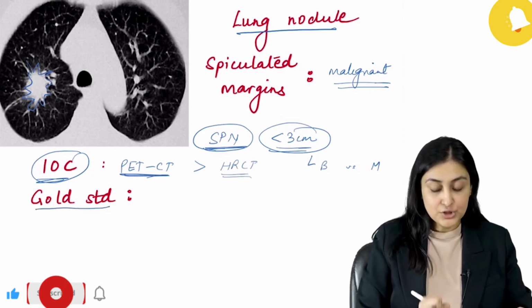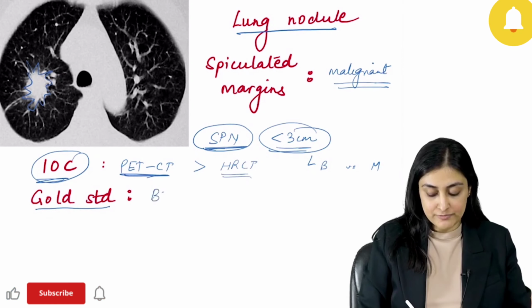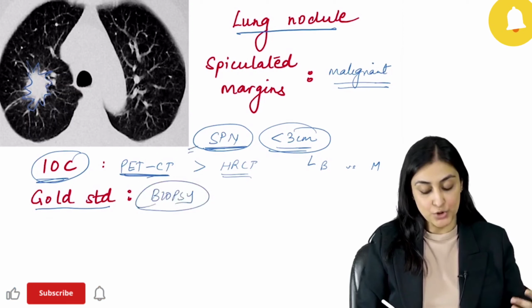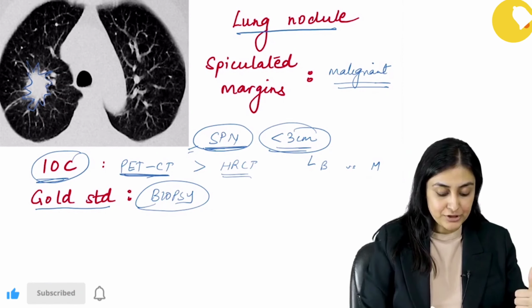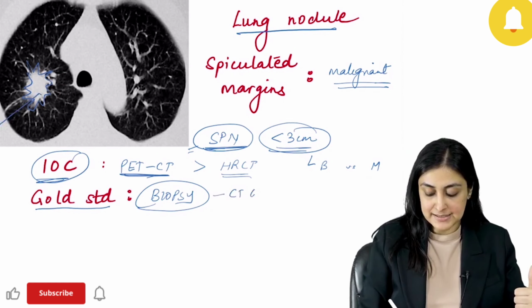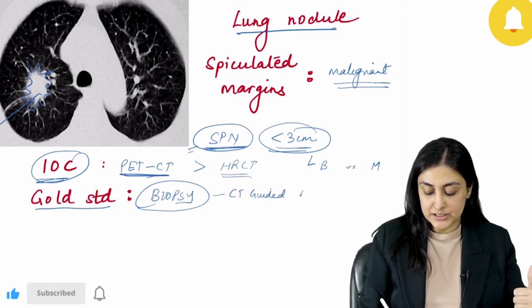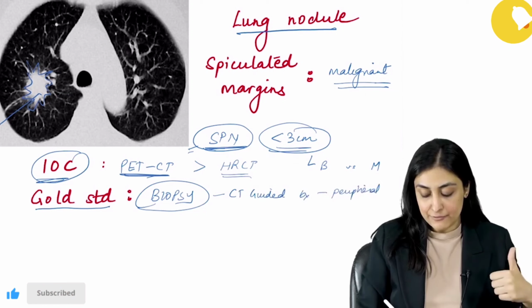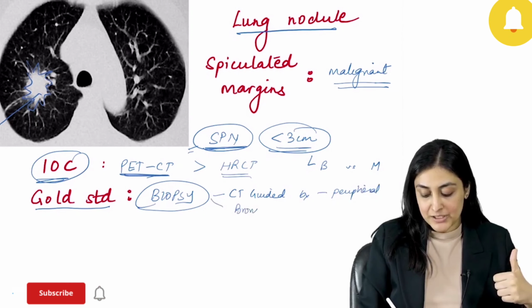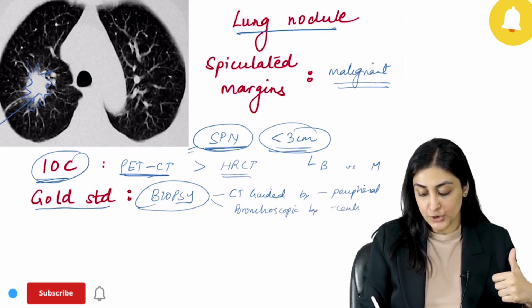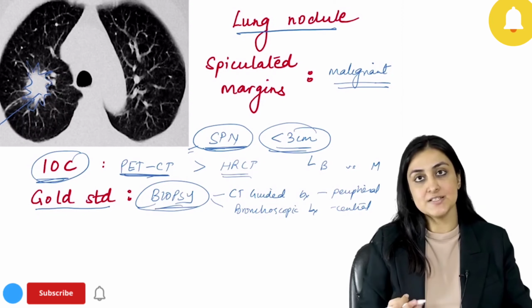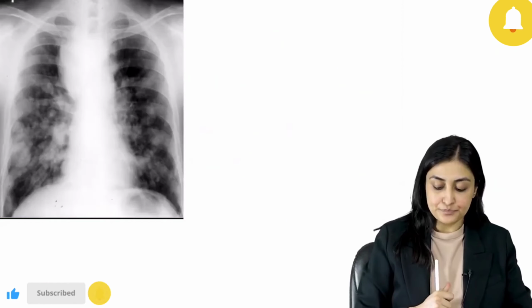Alright. What about the gold standard? So, gold standard is always going to be biopsy. So, biopsy is the gold standard for solitary pulmonary nodules. Remember, for a peripheral nodule, we would do a CT guided biopsy, whereas a bronchoscopic biopsy would be preferred for a central nodule. Okay, so this is how biopsy is planned for lung malignancies which are suspected.